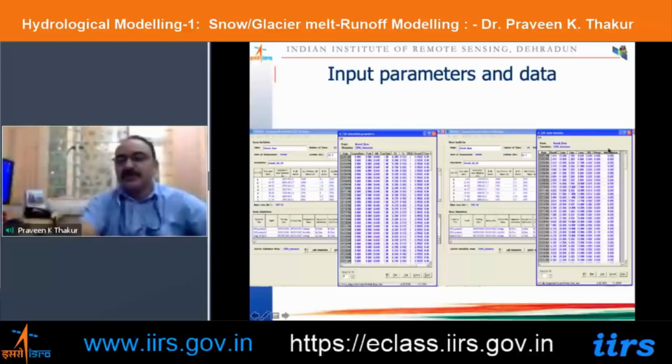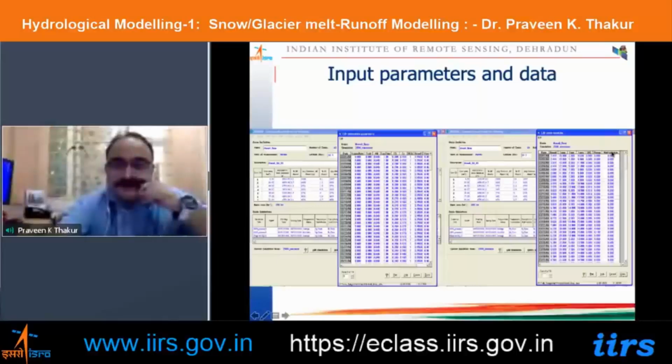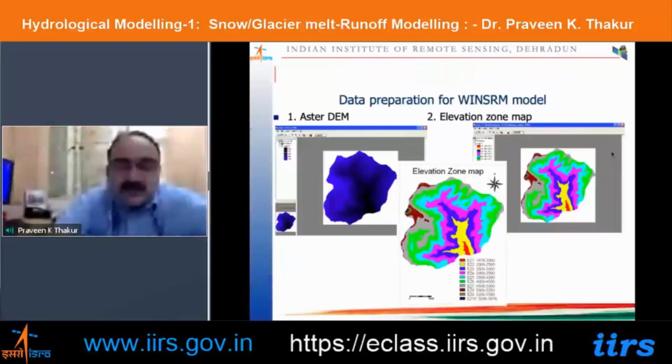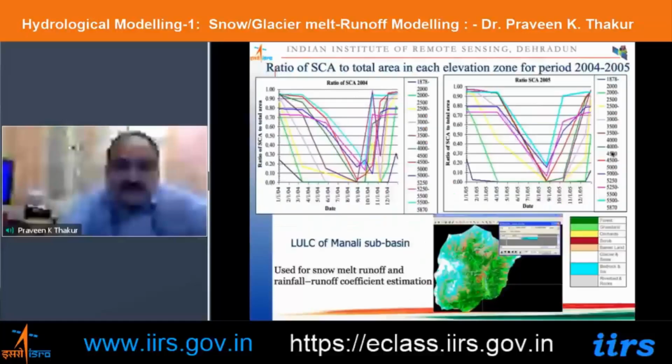Then it becomes the hybrid type of snow melt runoff model. So this is one example for the Manali watershed, where I am showing you this elevation zone map. These are the depletion curves, and these are runoff coefficient initial values you can take from the land use land cover. For example, if it is the rocky area, then runoff coefficient should be very high.